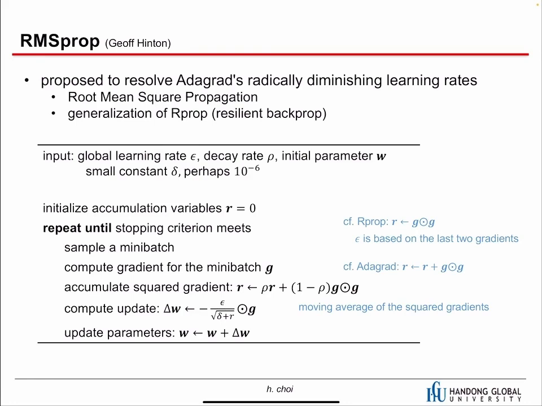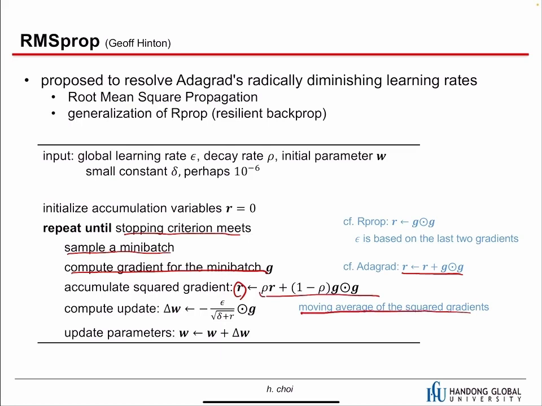RMSProp was proposed to resolve AdaGrad's radically diminishing learning rates, as I said. Let's take a look at this algorithm first. We have the same kind of criteria, sample a mini batch and compute the gradient. So far, so good. But when we calculate this r, in AdaGrad, r was just accumulated, but in RMSProp, instead of accumulating, we actually get the moving average of the squared gradient.